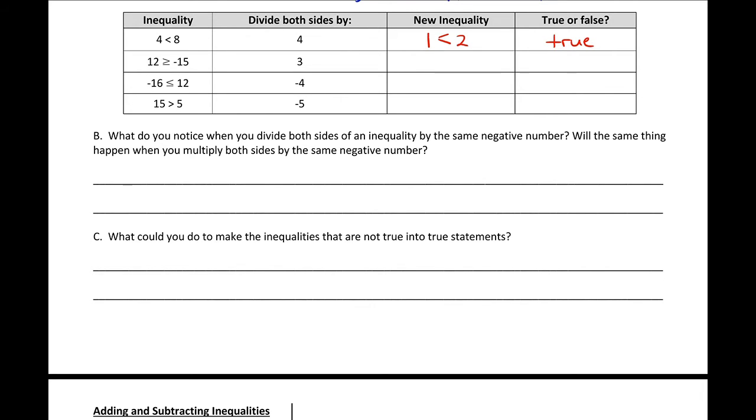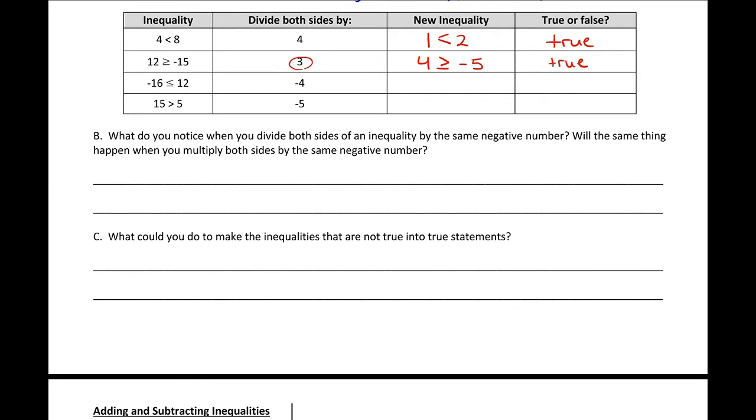My next inequality, I have 12 is greater than or equal to negative 15, and I want to divide both sides by 3. And so if I do that, my new inequality is 4 is greater than or equal to negative 5, which is a true statement.